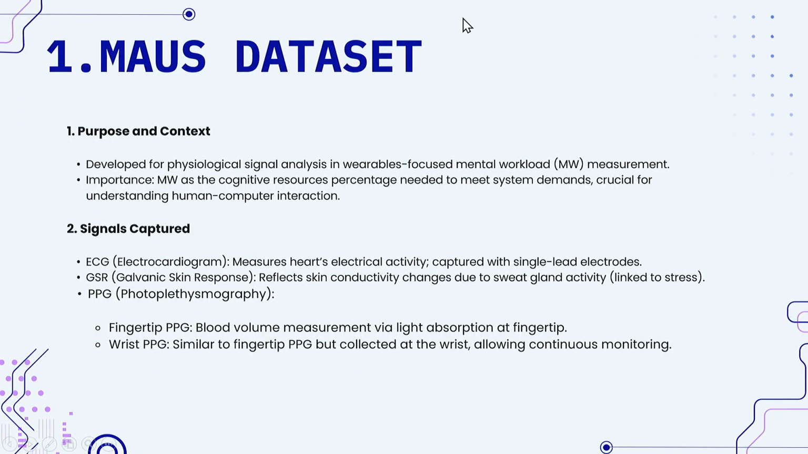Next is methods and materials. First one is the MOS dataset. Basically, this dataset was developed for detecting mental workload, and for this dataset they have captured 4 signals. One is ECG, second is GSR, and for PPG they have captured 2 signals, fingertip PPG and wrist PPG.